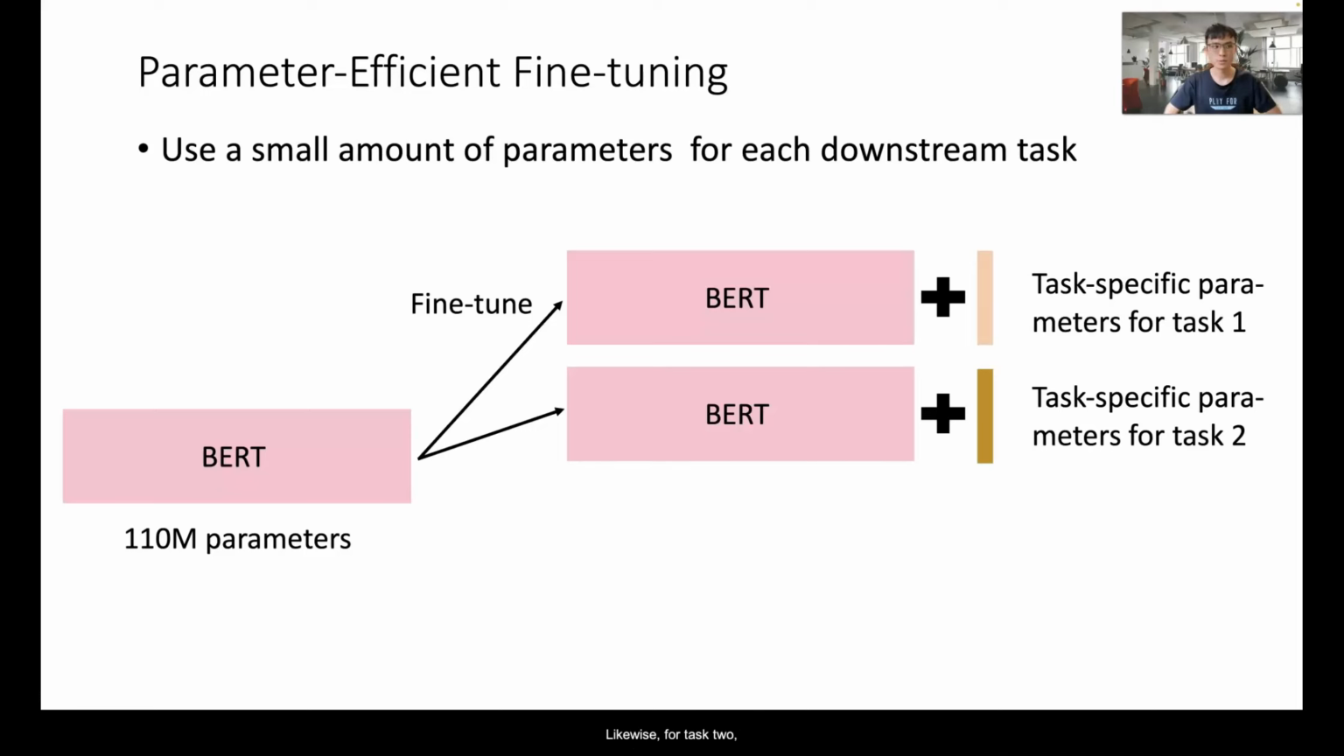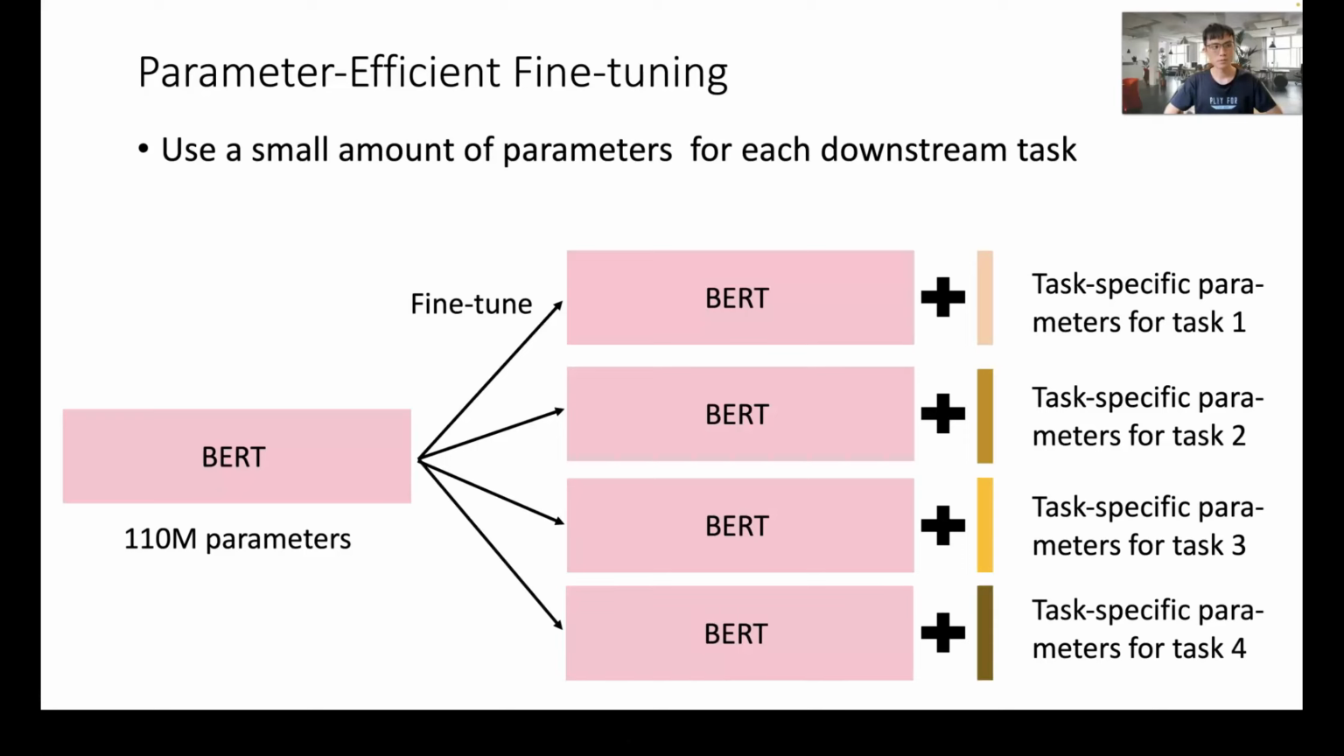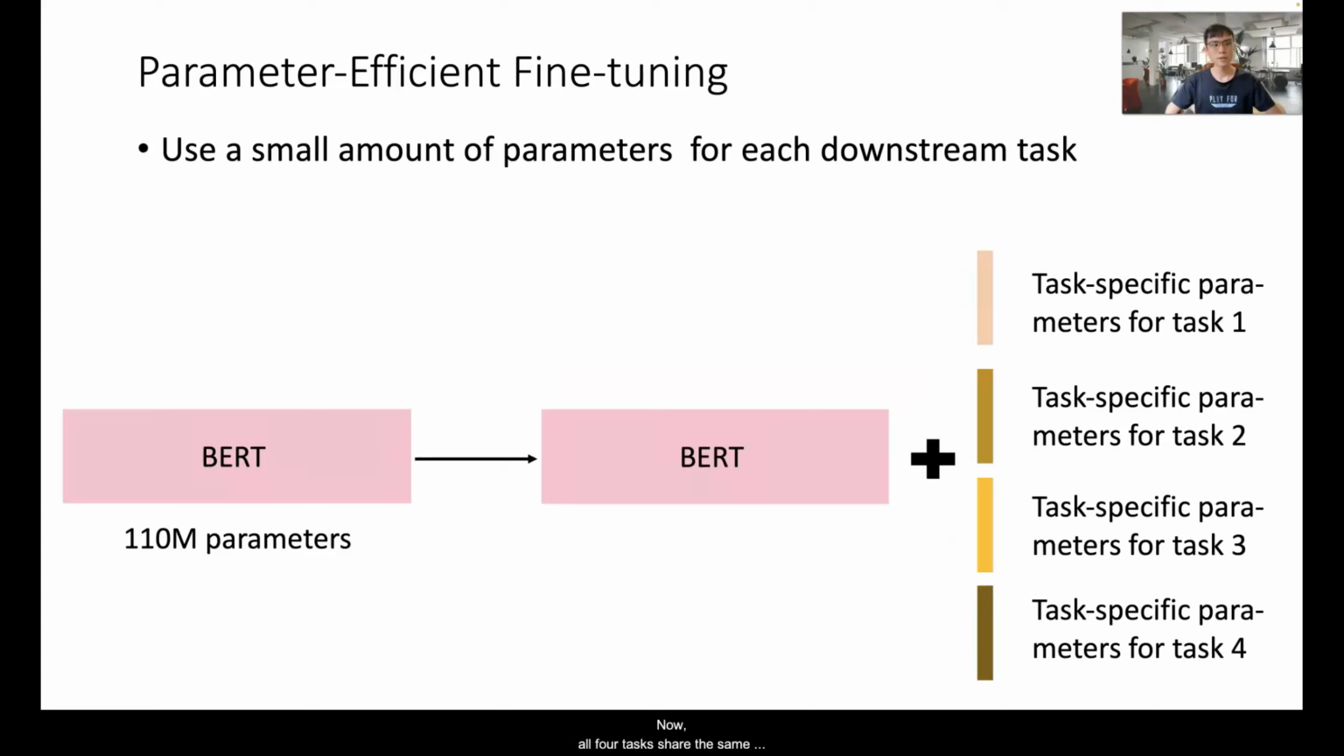Likewise, for task 2, the parameters are composed of the original parameters of BERT and the task-specific parameters of task 2. This is the same for task 3 and for task 4. Now, all 4 tasks share the same BERT parameters, and each task has its own task-specific parameters. This can greatly reduce the number of parameters we need to store. If we want to deploy these fine-tuned models on the same device, the parameters we need to store are roughly 1 BERT model instead of 4.